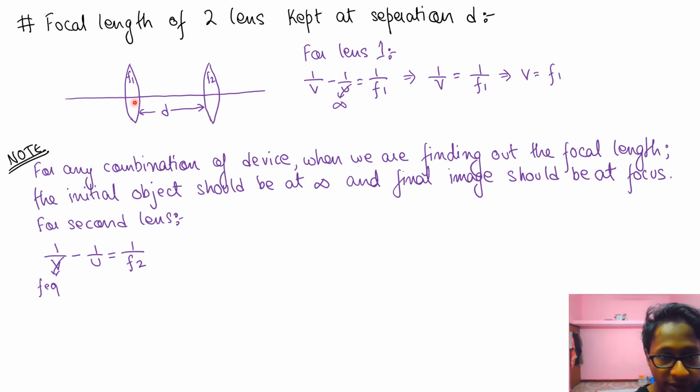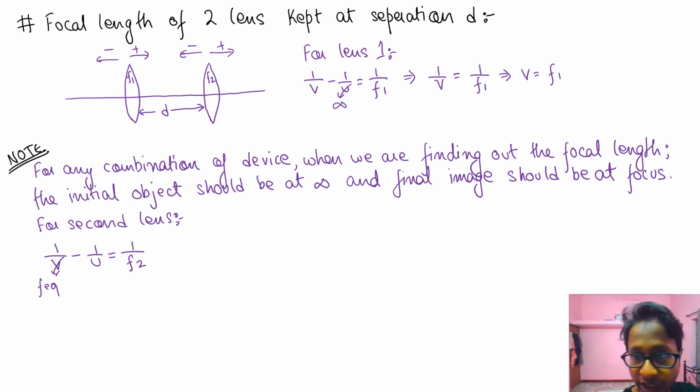Whenever I'm shifting to the right, suppose this is positive and this is negative. Suppose this was f1 and I'm shifting my origin by distance d towards the positive side. Then u is equal to f1 minus d, since I'm shifting towards the right by d distance, it should be minus d. Similarly, if I shift towards the left, the minus side, it would be plus d. Understood?